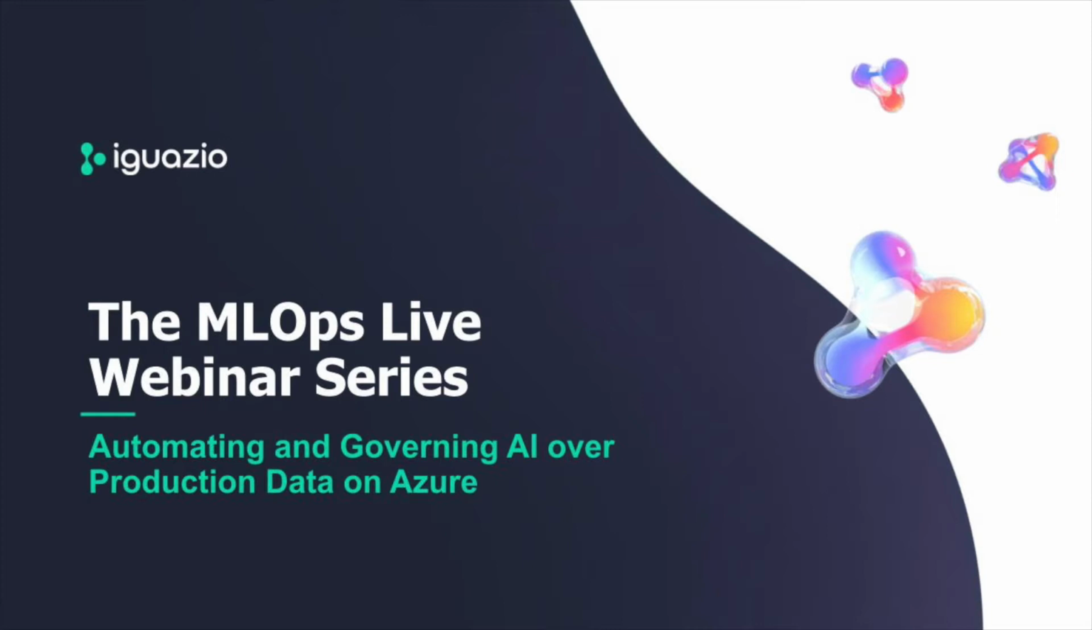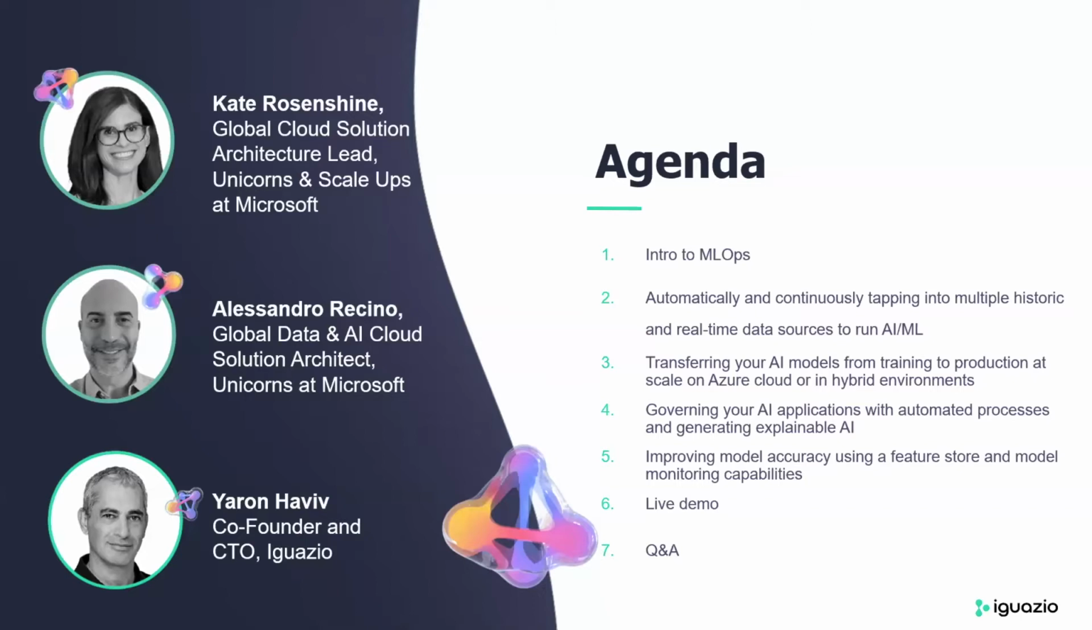Today, we're going to be joined by our good friends at Microsoft for a discussion about the main challenges around handling data for machine learning, automation and governance of AI, and some cool new technologies that provide solutions to these challenges. To lead us through these topics today, we're delighted to have with us Kate Rosenshine, Global Cloud Solution Architecture Lead, Unicorns and Scale-Ups at Microsoft, Alessandro Rossino, Global Data and AI Cloud Solution Architect, Unicorns at Microsoft, and Yaron Haviv, co-founder and CTO at Iguazio. Together, they will be addressing automation and governance of machine learning over production data. They'll touch upon feature stores, model monitoring, and setting up feedback loops, and finish off with a live demo. I will now pass things over to Yaron to kick us off.